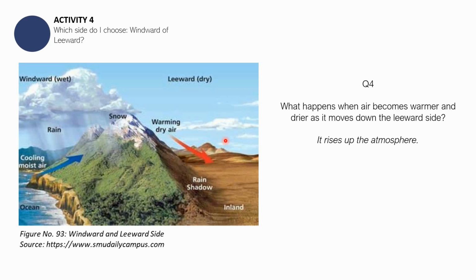So what happens when air becomes warmer and drier as it moves down the leeward side? So it rises up the atmosphere. So yung air, kapag naging warm siya, naging dry, ang mangyayari sa kanya is it will just rise up the atmosphere. Ayun. Yeah, you remember this analogy? Ganun talaga ang behavior actually ng warm air.